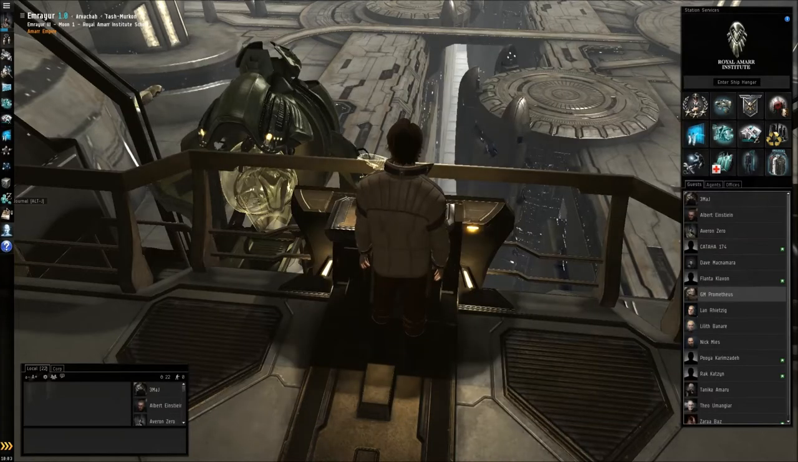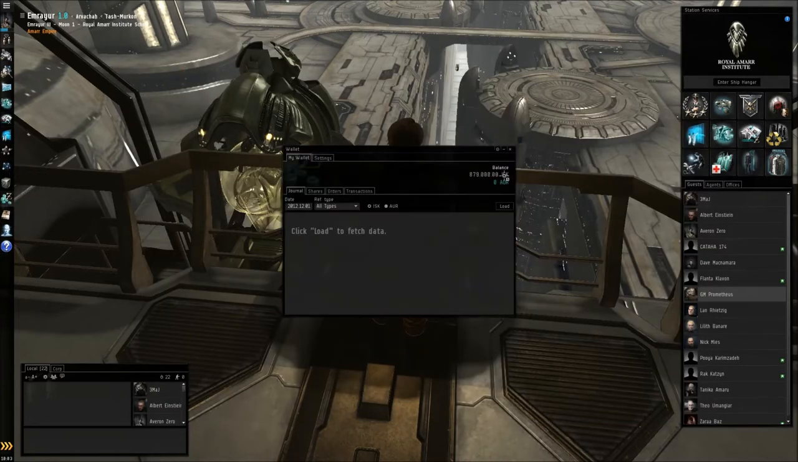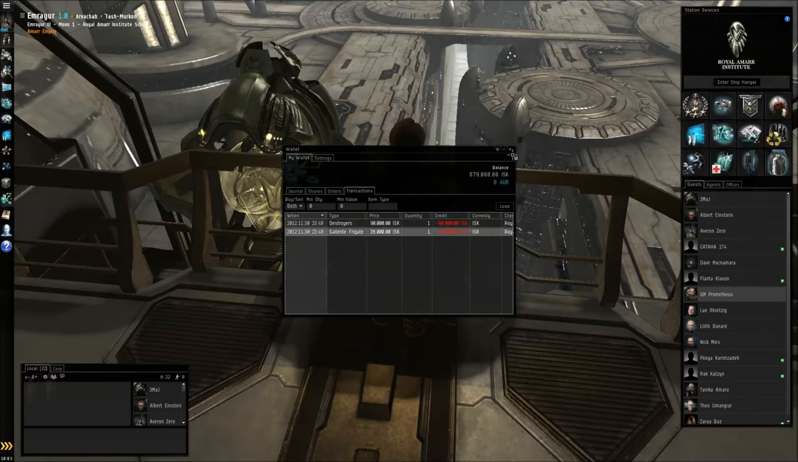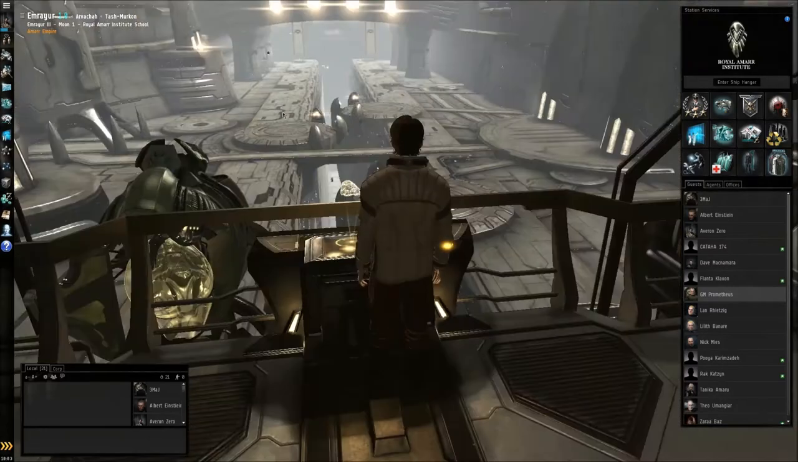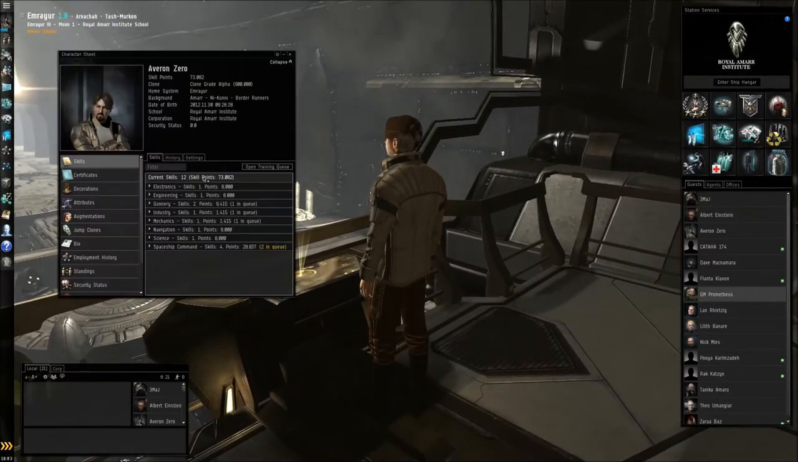So ISK, ISK is the currency, by the way. You can see all the transactions I've made. Put two skill books for that much. But yeah, so these are all the skills here, the ones I've currently got, and this is my skill line.